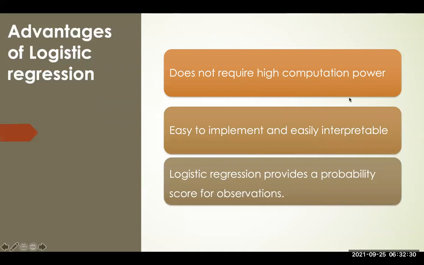All right. The advantages are that it does not require high computational power, it's easy to implement and easily interpretable, and it provides a probability score. That's what I just said for observations. Instead of just the classes, you can predict the level of uncertainty, how certain you are that what you are predicting is going to be in class 1. That's what logistic regression is doing, that measure of probability.